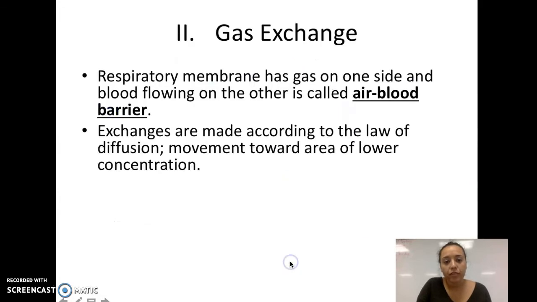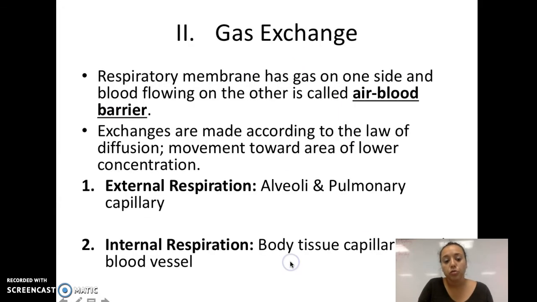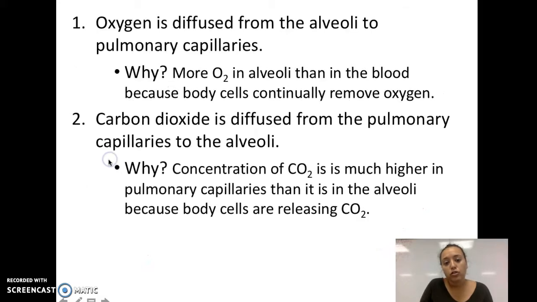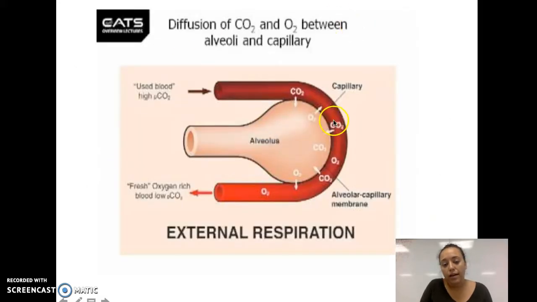Okay, all right. So now we're going to get to gas exchange. You have external and internal gas exchange. External is between the alveoli and pulmonary capillary. In other words, we're in the lungs. Internal respiration is in the body tissue in which cellular respiration has occurred. So let's start. I'm just going to show you with the picture because I think it's easier that way. So alveoli, if you guys remember, are in your lungs. So this is a structure of your lungs, the smallest structure. And it's where gas exchange actually occurs because it's completely covered in capillaries.